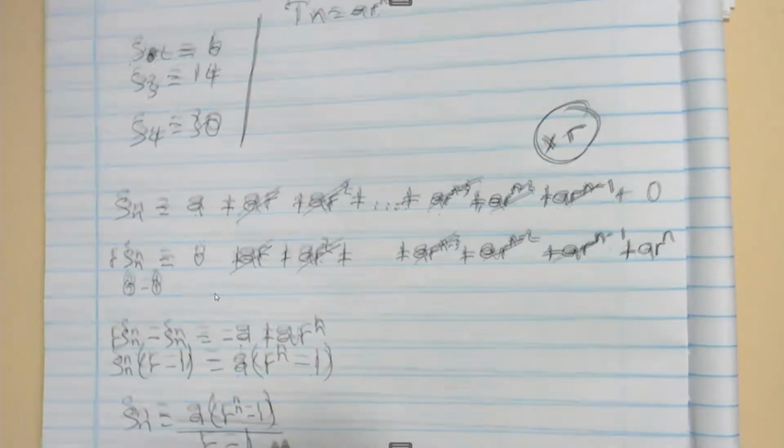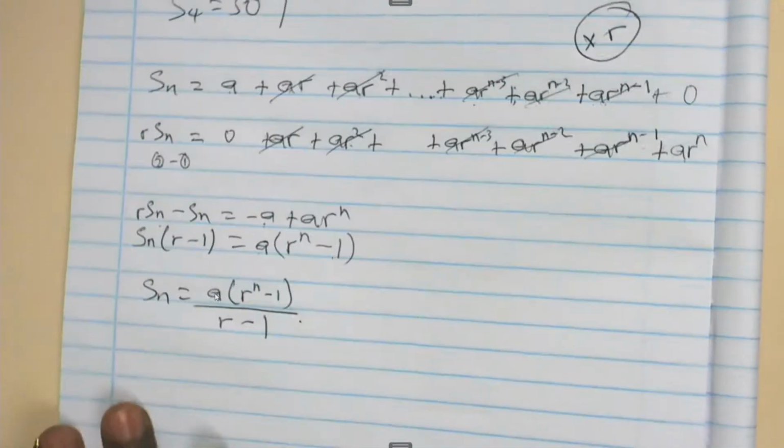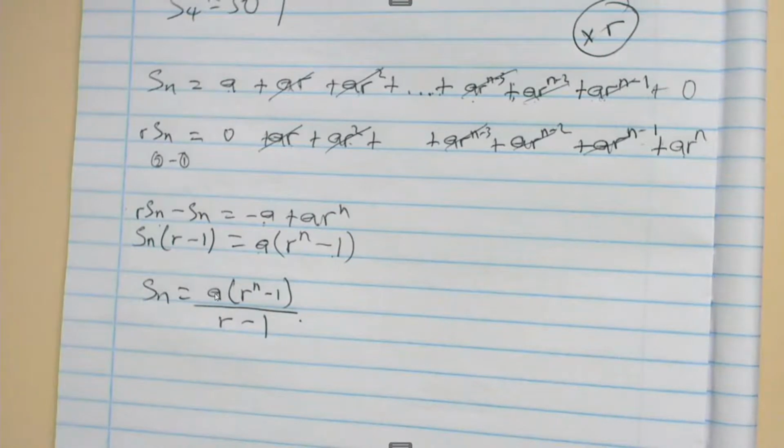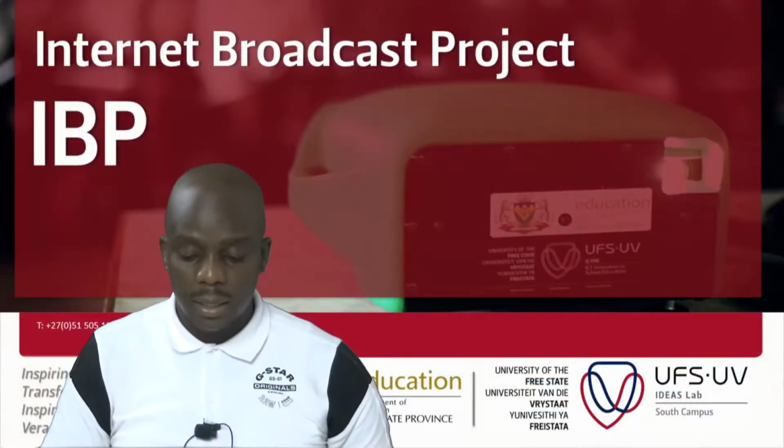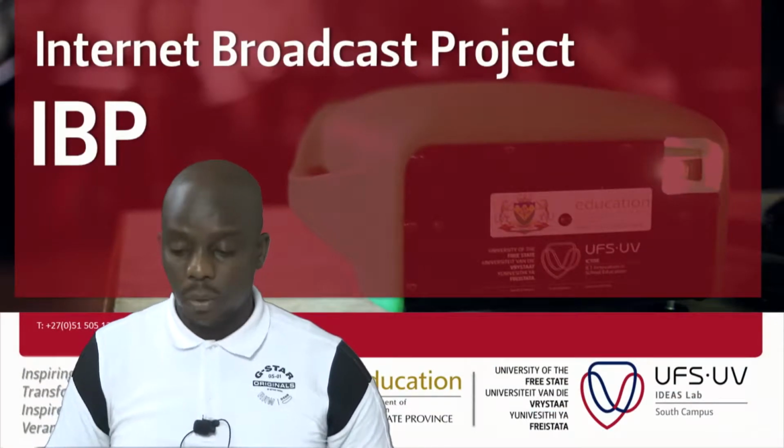This is the formula then that is used to sum up all the terms of a geometric series. The formula is Sn equals a into r to the power of n minus 1 all over r minus 1. This formula is used to sum up all those terms.